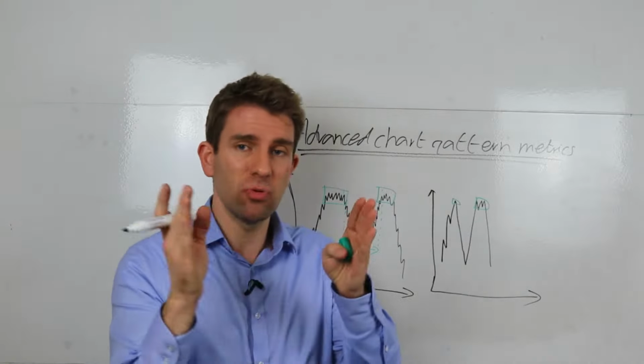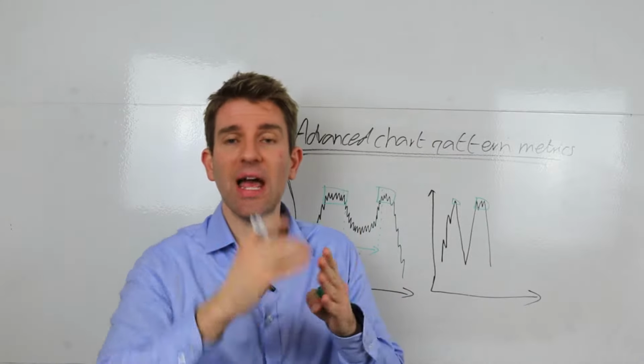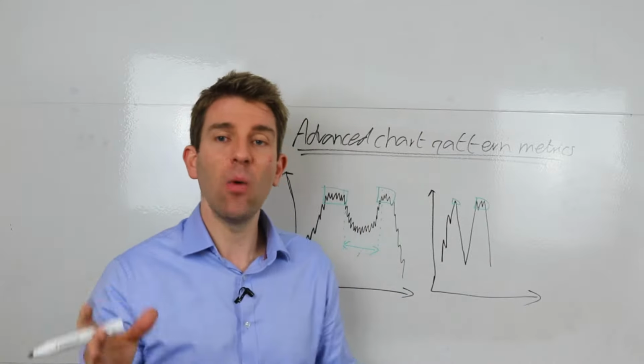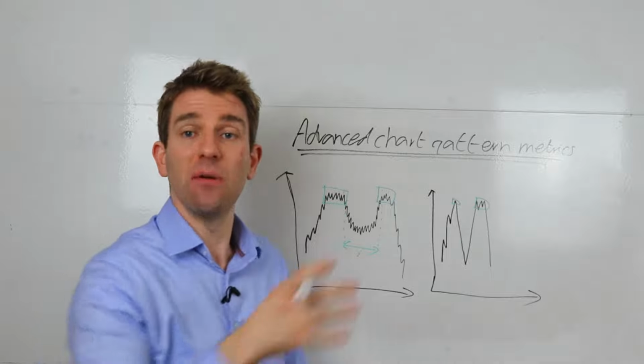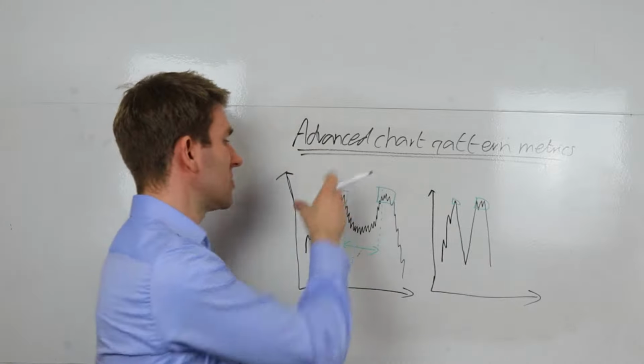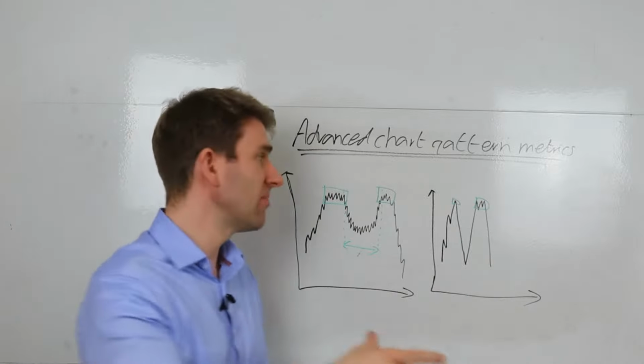Is it multiple touches within one big touch? How many wicks through before it rolls over? And what weighting do you give to that? Do you give it more weighting for the short side if it's longer, or do you give it more weighting for the short side if it's shorter?